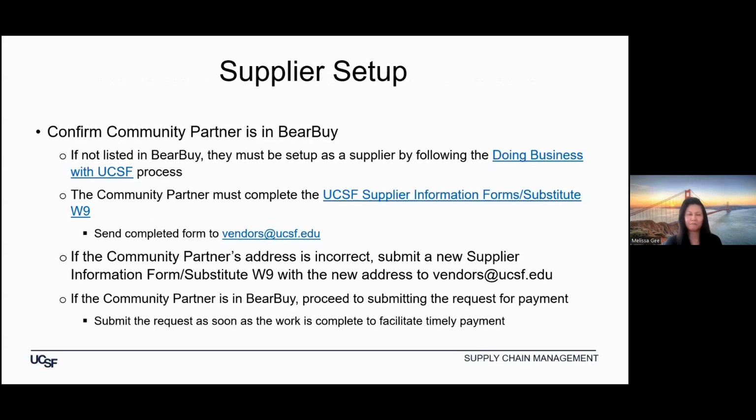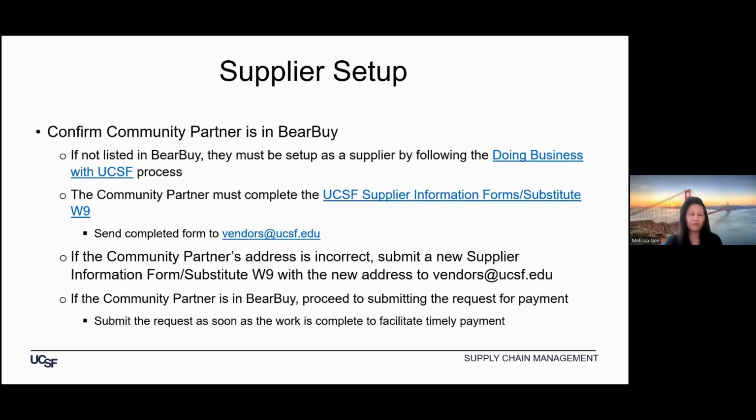So first thing you want to do when you want to make a payment is make sure that they are set up as a supplier within Bearby. So you want to confirm if they are in Bearby. If they're not listed in Bearby, they must be set up. We have instructions on our website on a page called Doing Business with UCSF. It involves the community partner completing the UCSF Supplier Information Form, or Substitute W-9. It is an IRS regulation that the university is required to have all payees complete that information.